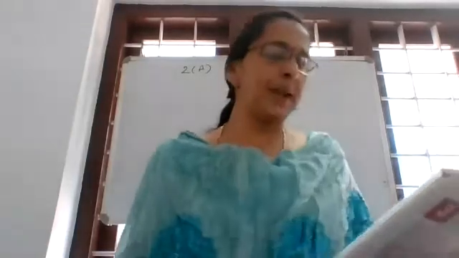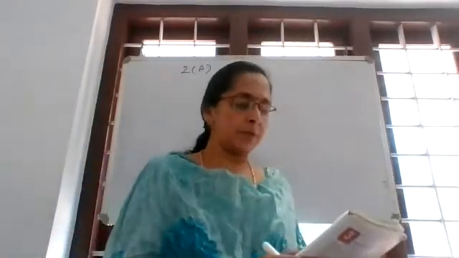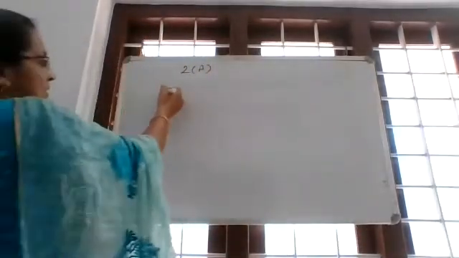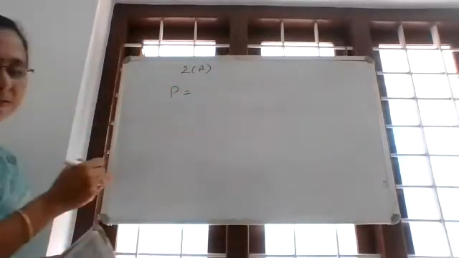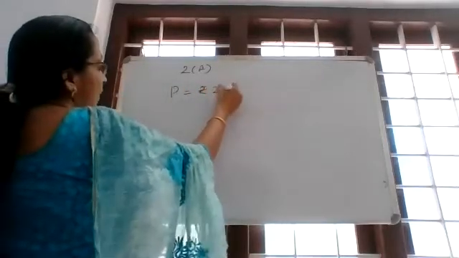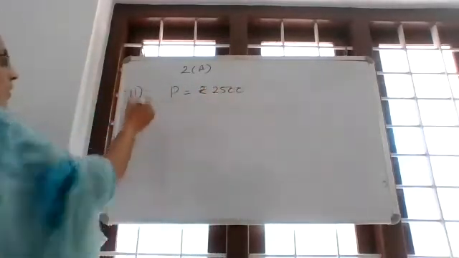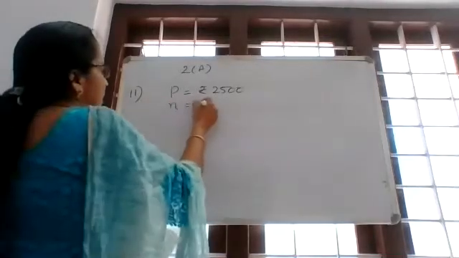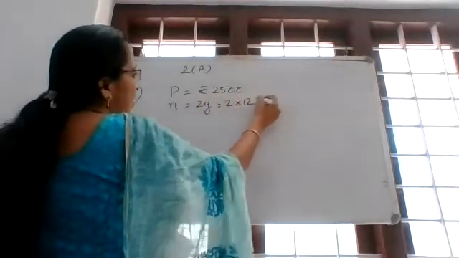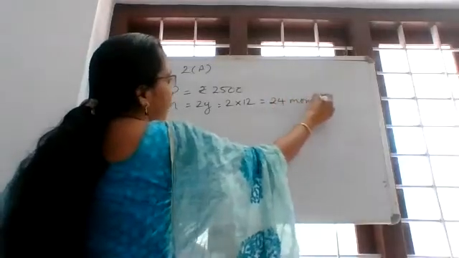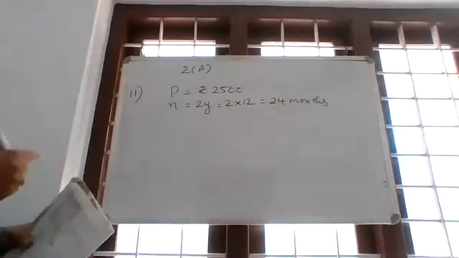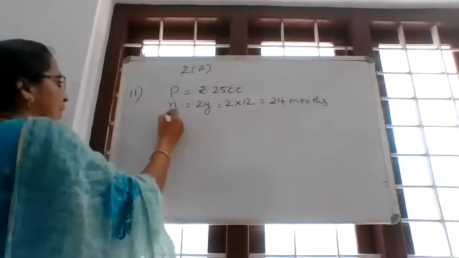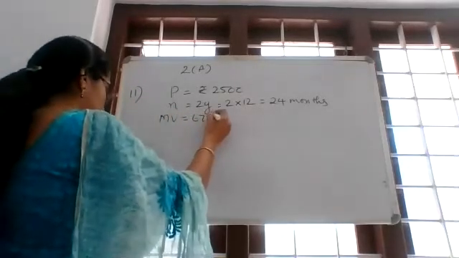Mr. Gupta opened a recurring deposit account in a bank. He deposited rupees 2,500 per month for 2 years. So P is equal to rupees 2,500. For 2 years, N is equal to 2 into 12, which is equal to 24 months. Then at the time of maturity he got maturity value equal to 67,500.